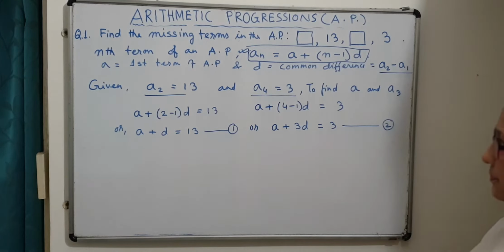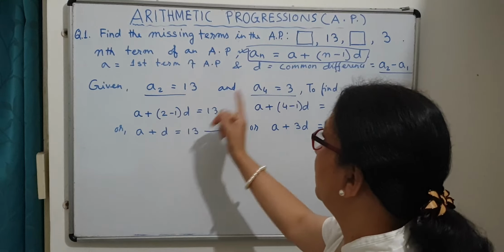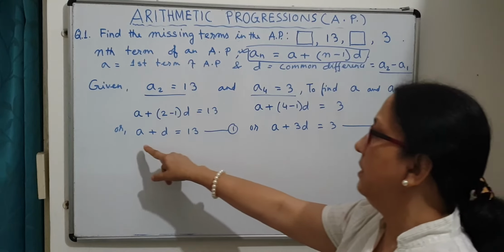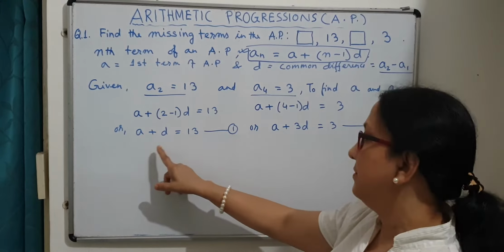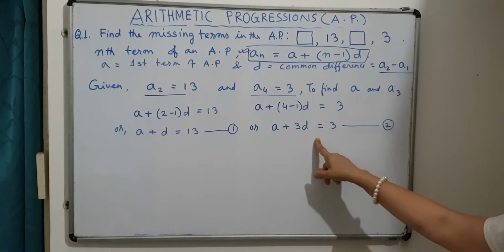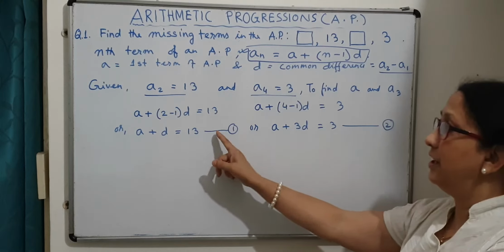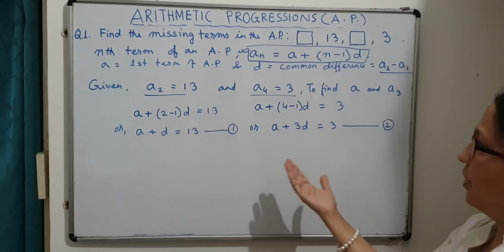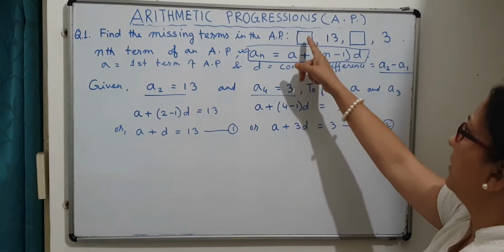So you see, from these 2 which are given to us, we have got 2 linear equations in 2 variables, 1 and 2. That is, the variables are a and d. So these are the 2 linear equations in 2 variables, a and d. We will be able to solve them, a pair of linear equations 1 and 2. We know how to solve them. And if I can solve the values for a and d, then we can easily find the remaining terms.